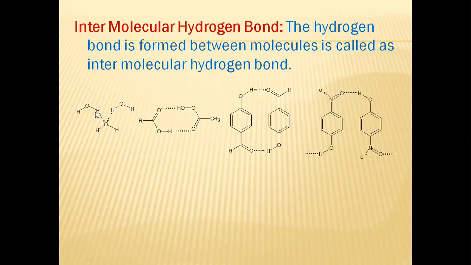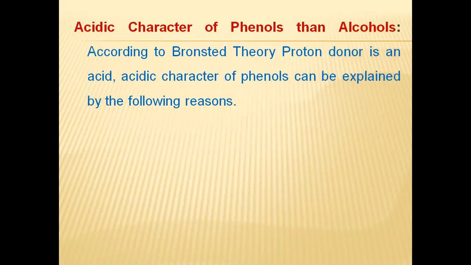If you take two water molecules, the partial bond formed between the oxygen and hydrogen is intermolecular. Likewise, two acid molecules, or we can take two phenol molecules. We can take many types of examples for the intermolecular hydrogen bond.